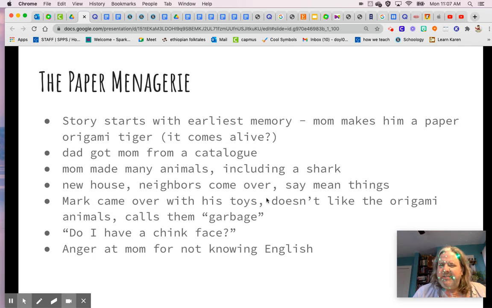And then he doesn't really tell us about school, but he does one night ask his dad, "Do I have a chink face?" And remember, we talked about how chink is a bad word, it's a slur, it's a nasty word to call somebody from Asia. And so we can assume or infer that people at school have been calling him chink. And this starts to make him angry.